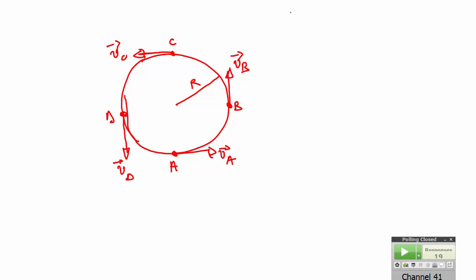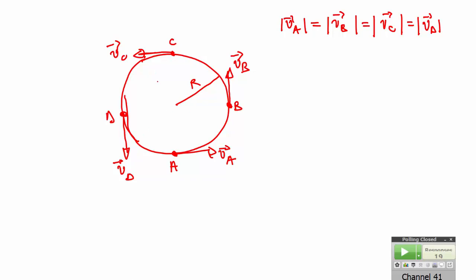Now, what you need to realize is that for this object to move in a uniform circle, the magnitude of the velocity at A must be equal to the magnitude of the velocity at B, which must be equal to the magnitude of the velocity at C, which must be equal to the magnitude of the velocity at D. In other words, the speed of the object around the circle does not change. But as you can see, the direction of the object is changing.